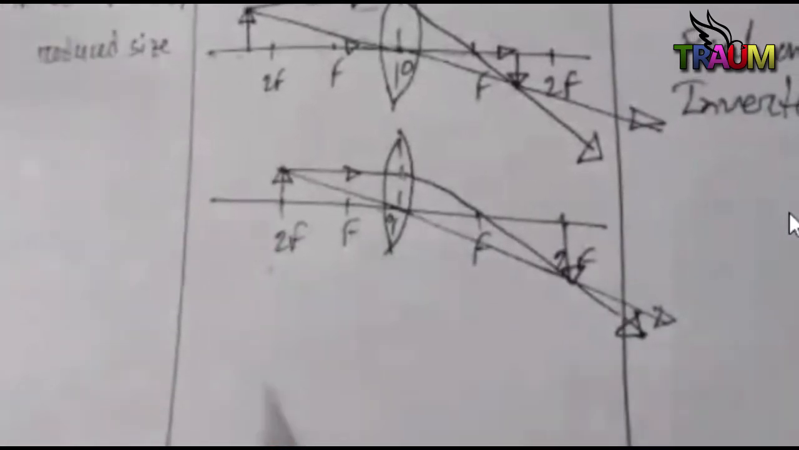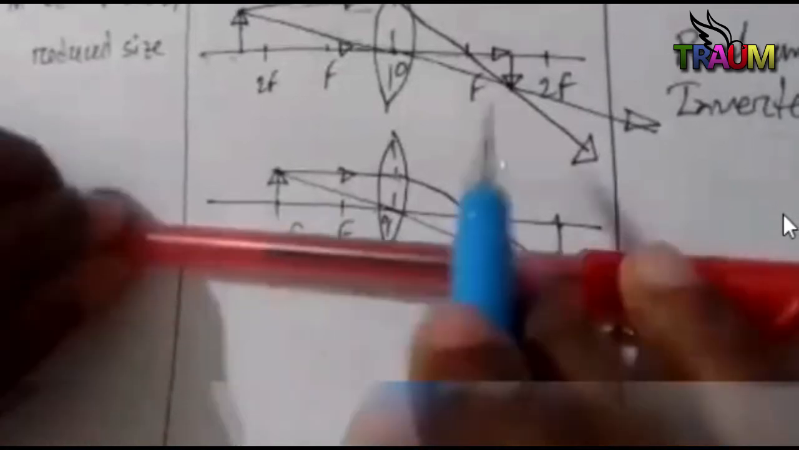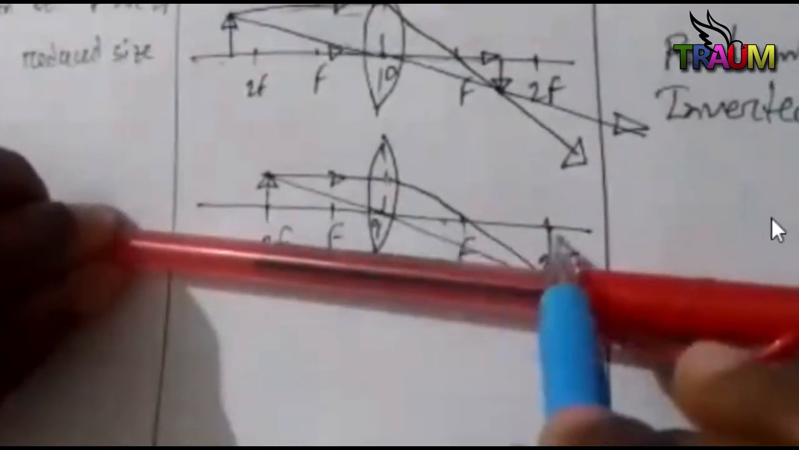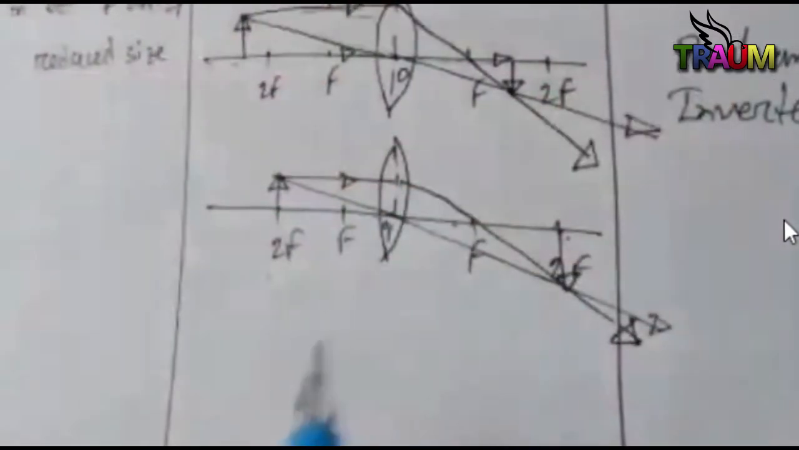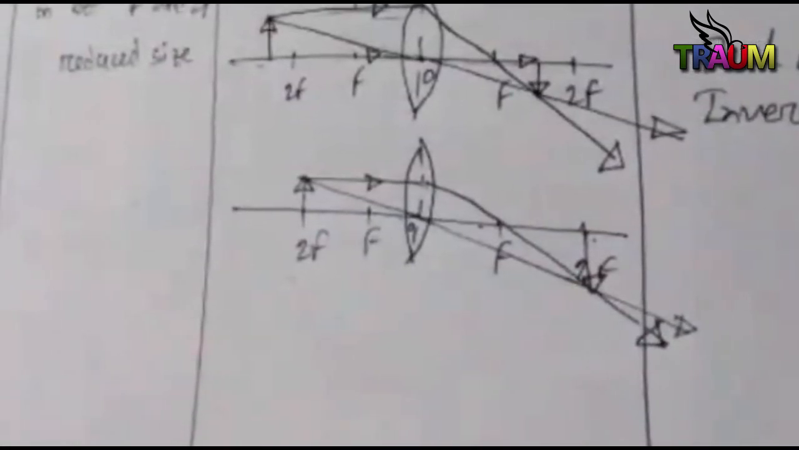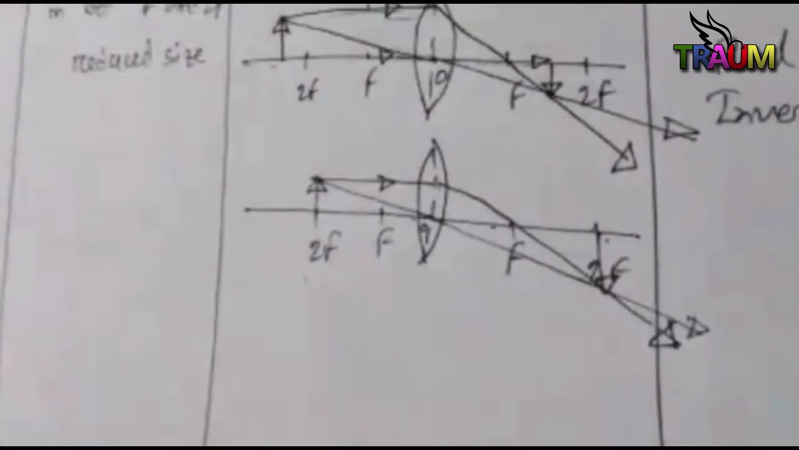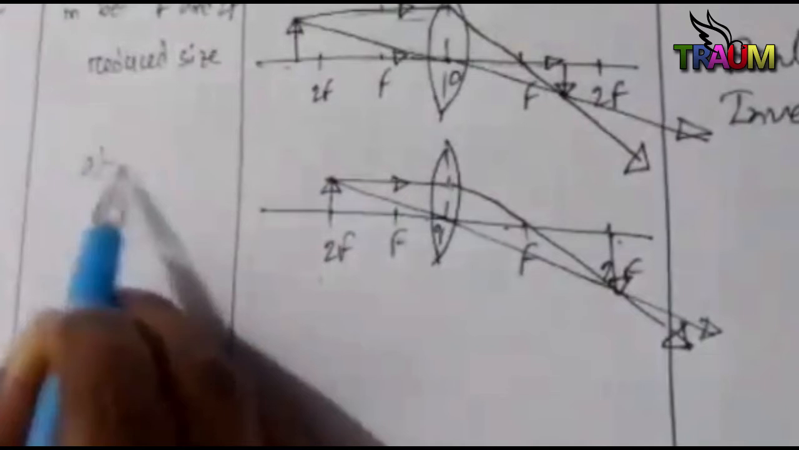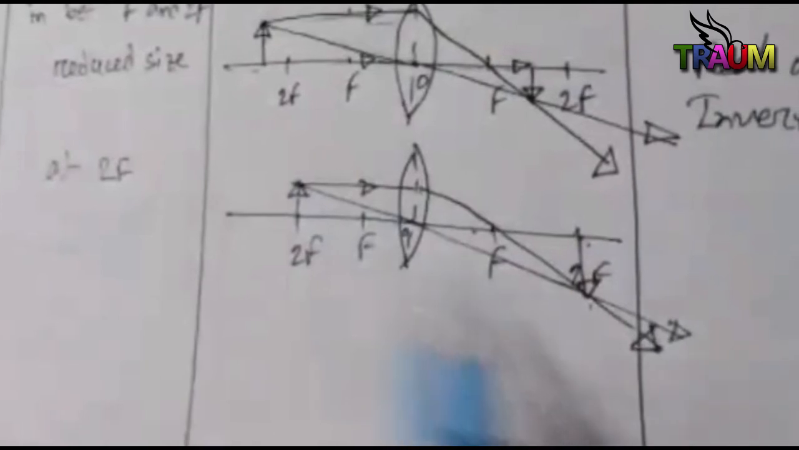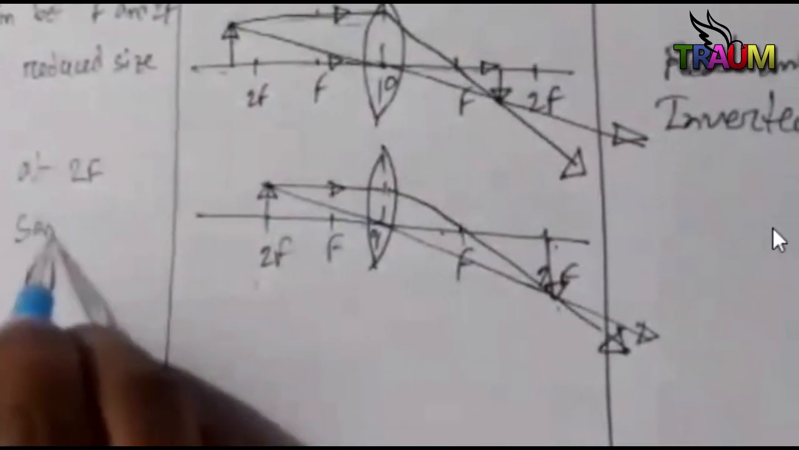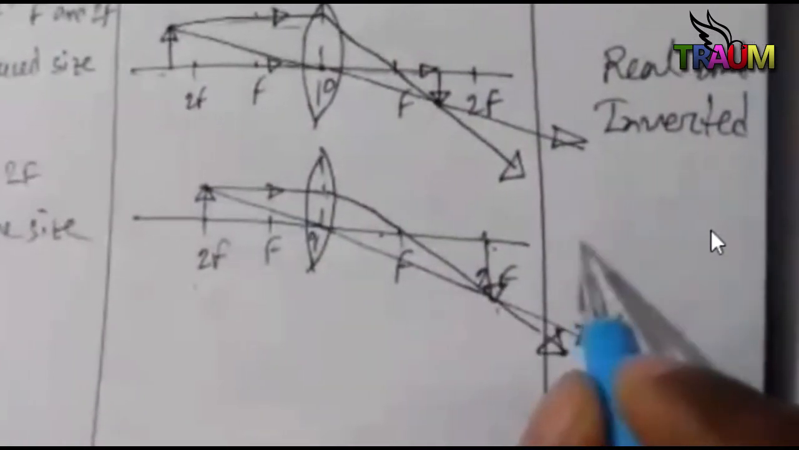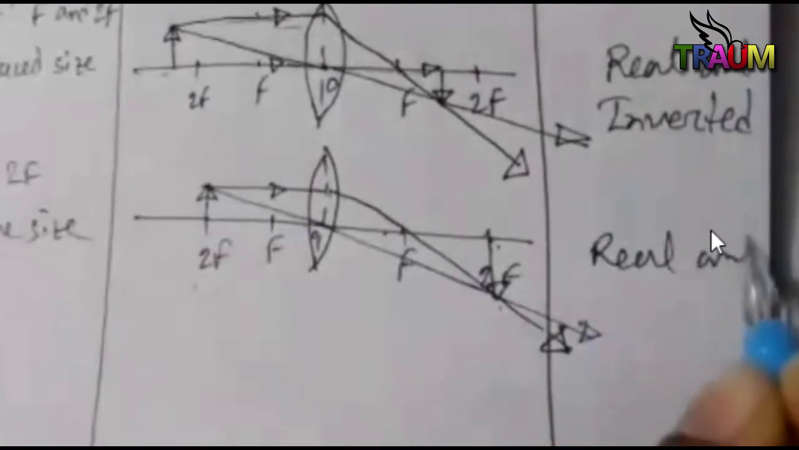When you draw this figure, use your scale and keep F, twice F, all the distances same. Then your image will be perfect and position will be perfect, okay? Yes, ma'am. For image position, what will be image position? At twice F also, right? Twice F, same size. Real and inverted.